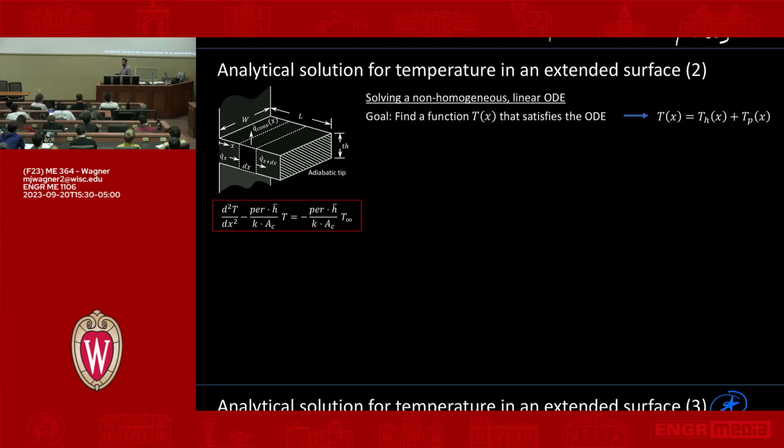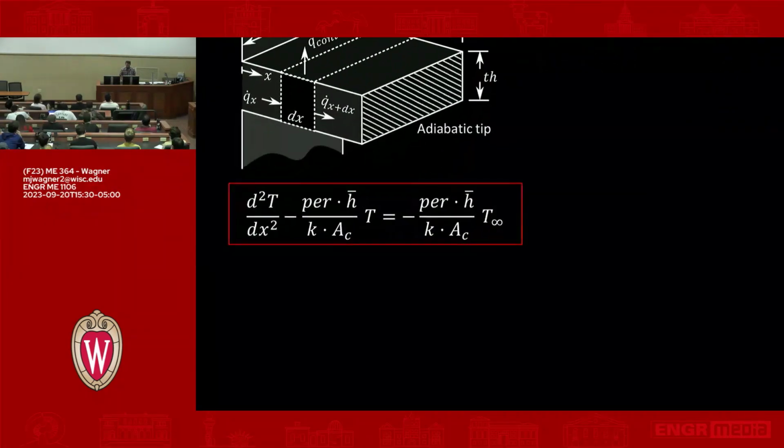That is almost just by inspection, saying, can I find an equation that satisfies this ODE? Let's zoom in here. Could I guess some function T such that if I take the second derivative of that function and then subtract from it perimeter h bar over k A_C times that function, it is equal to the right-hand side? So by inspection, we can find functions that match that.